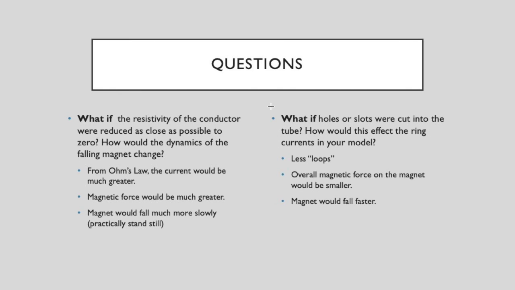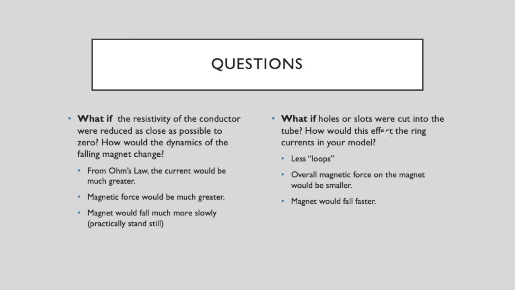Now we can address some final questions. We know that the resistivity of the conductor is proportional to the resistance of the conductor. So if the resistivity were as close to zero as possible, the resistance would be as well. We know from Ohm's law that the current is inversely proportional to the resistance, so the current would be much greater. If the current is much greater, then the magnetic force would be much greater. Therefore, the magnet would fall much more slowly, practically infinitely slowly.